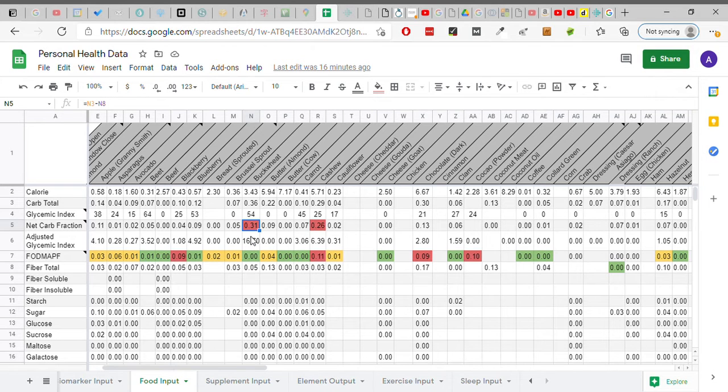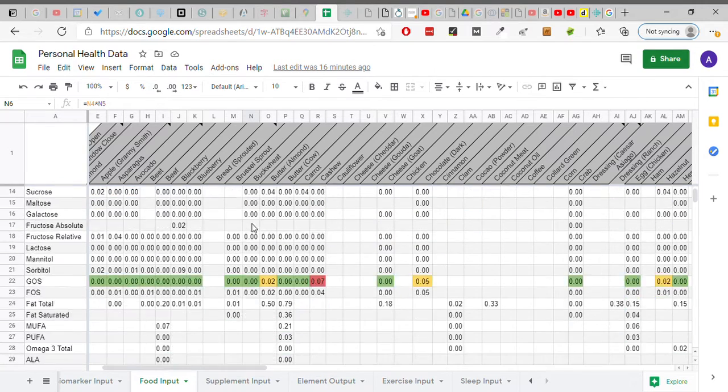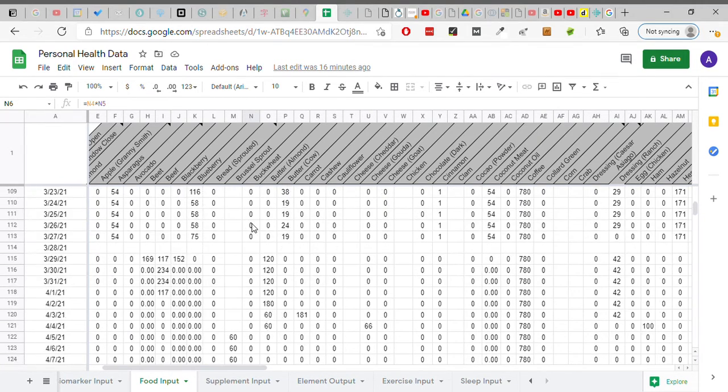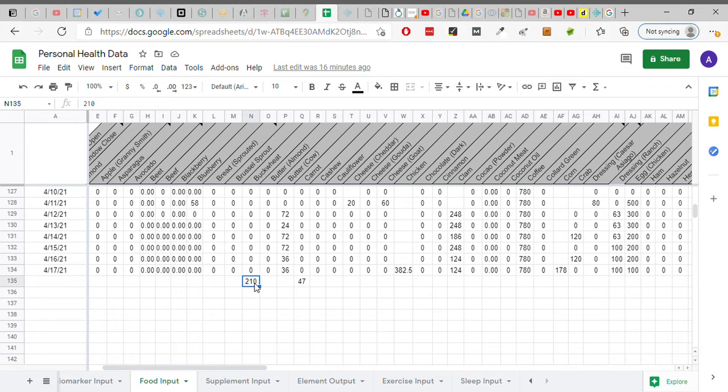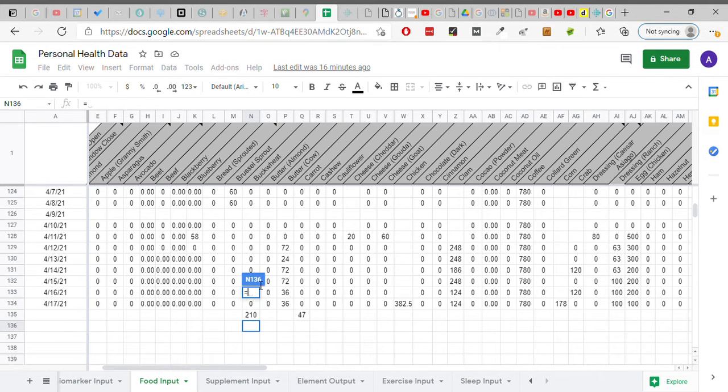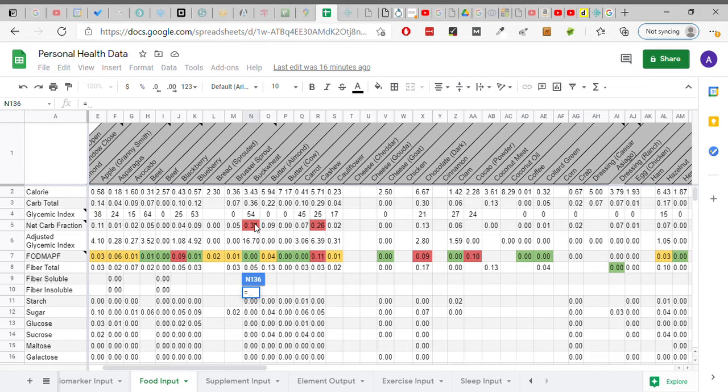Then we're going to multiply that number. We're going to take 0.31 and multiply it by the glycemic index of buckwheat, which is about 54. So we take 0.31 and multiply it by 54. Then we're going to take that number and multiply it by how many grams of buckwheat that we ate. Let's say we ate 210 grams of buckwheat. So we ate 210 grams of buckwheat. I'm going to go back up here and again take the net carb fraction.